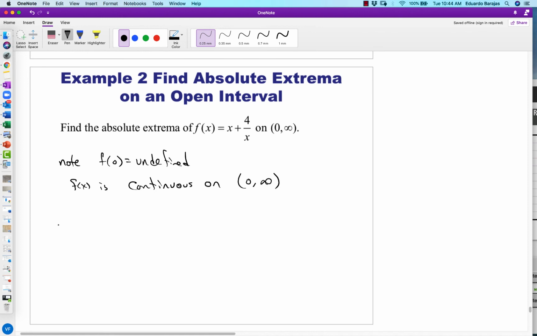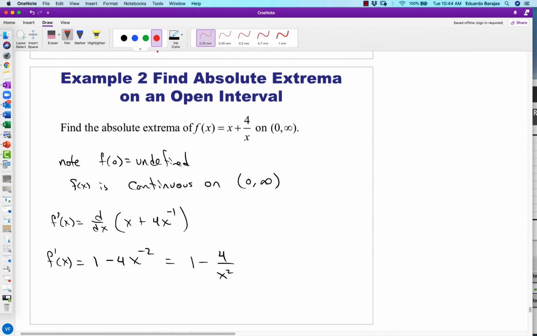Okay, so let's find our first derivative. F prime of x is going to be equal to the derivative with respect to x of x plus, and I'm going to rewrite this as x to the negative 1 power like that. And so we know that the first derivative is going to be equal to 1 minus 4x to the minus 2 power, which then equals 1 minus 4 over x squared. And if we wanted to combine these two, we can multiply this one by x squared over x squared. Now this is going to end up being x squared minus 4 over x squared. Okay, so that's the best we got for the first derivative.